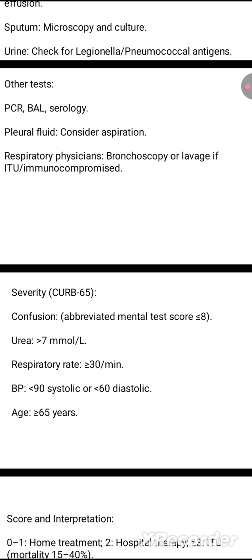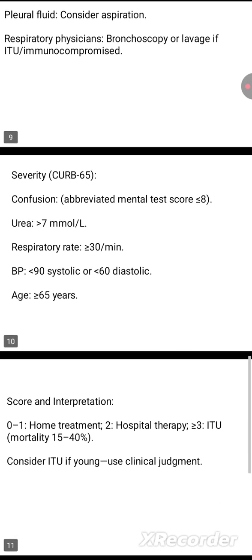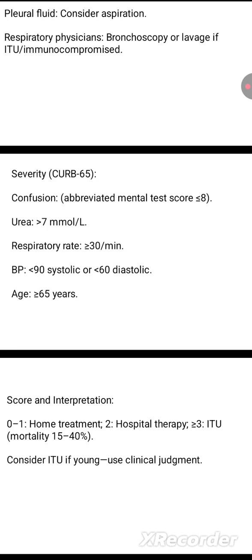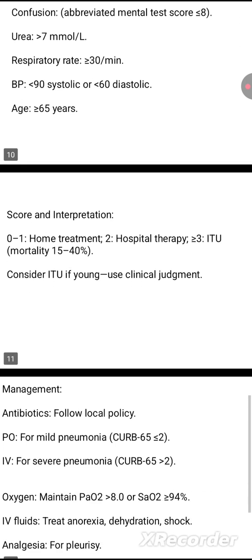If you suspect that the patient is immunocompromised, or ITU. Someone listening to this can tell me what ITU is. Thank you. So the severity score we usually use could be confusion, abbreviated mental test score less than 8, urea greater than 7 millimole per liter, respiratory rate greater than 30 per minute, BP less than 90 systolic or less than 60 diastolic, age greater than 65 years.